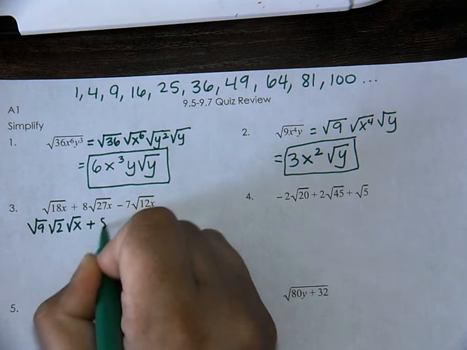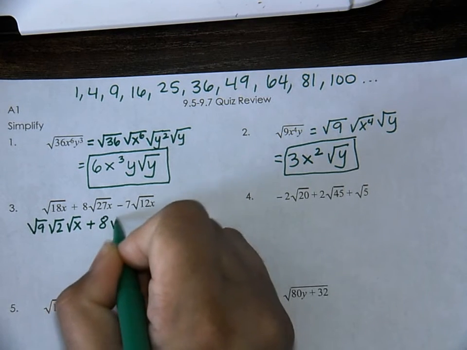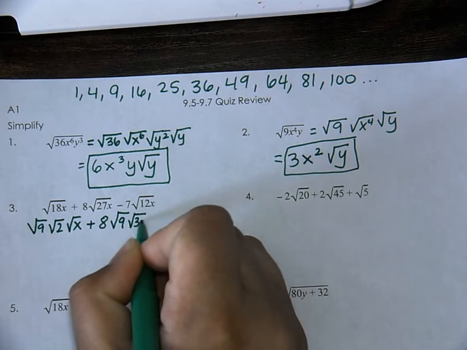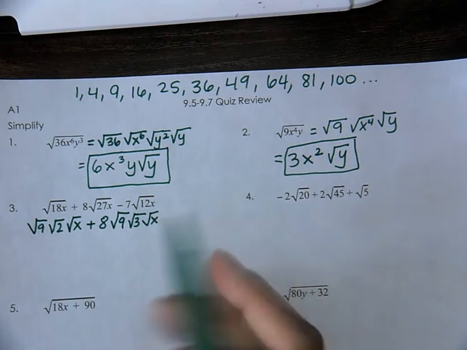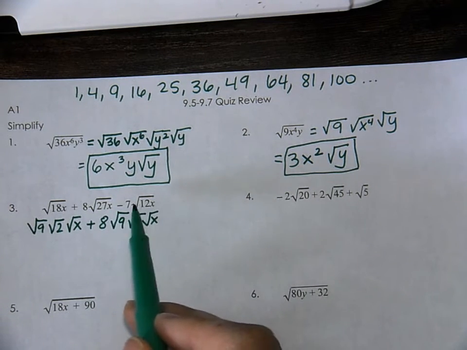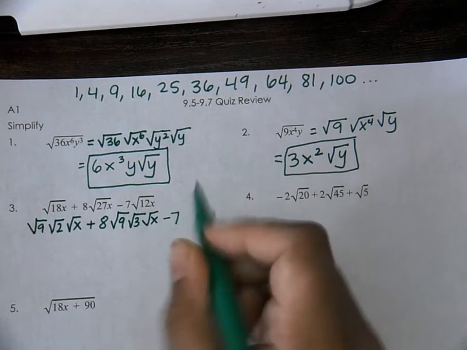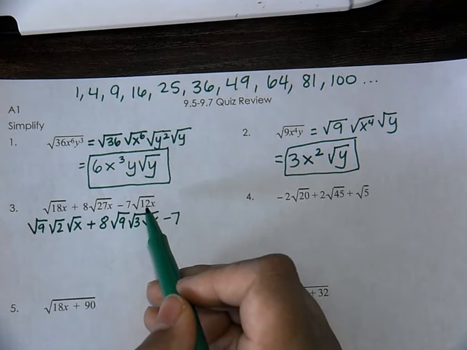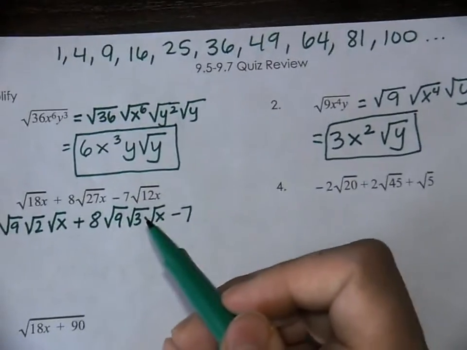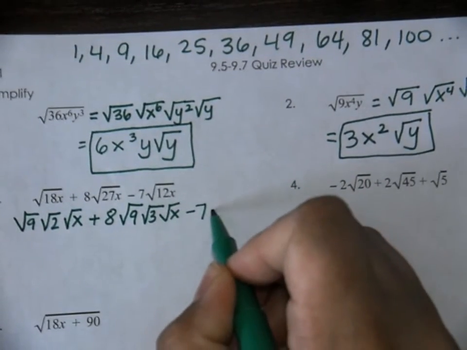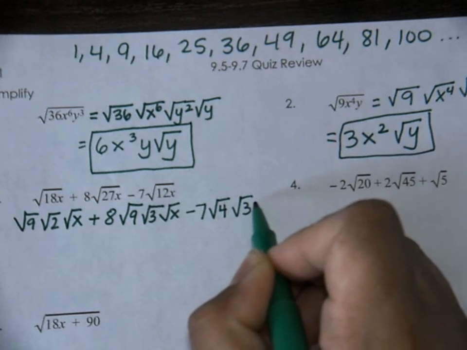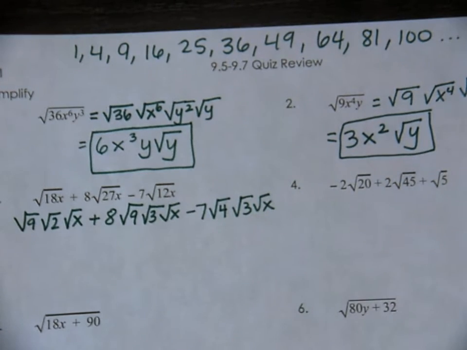Keep going. Now we have a plus 8. First 27, I would have a 9 and a 3, and then just an x, because the 27 has a perfect square in it, which is 9. Then we have a minus 7. And then for 12, the perfect square sitting inside 12 is 4. So we would have square root of 4, and then 4 times 3 with just the x. So that's how I would start.